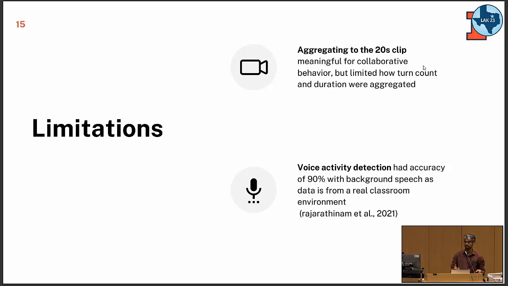The other thing is the voice activity detection software that we used, which had 90% accuracy. One important issue we had was background speech, which is basically speech from other groups around them, and voice activity detection software does flag that as voice activity. So we need to find a way to think about how we could deal with that. That is another issue we had.